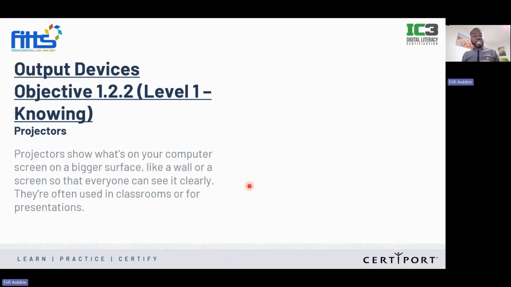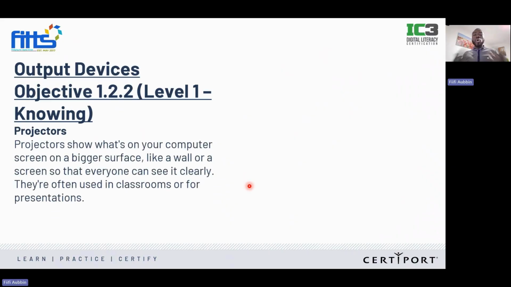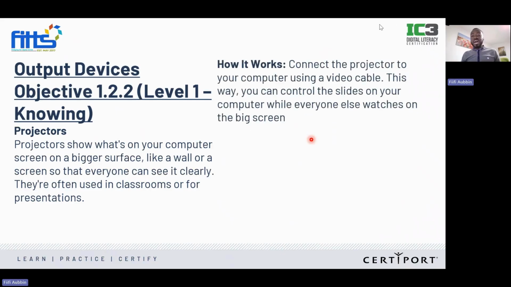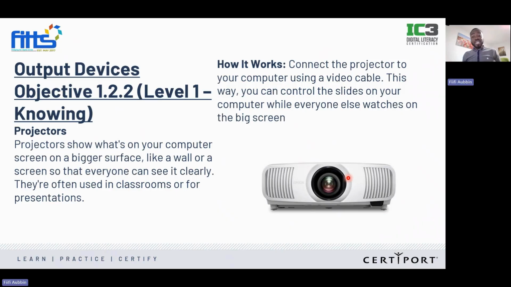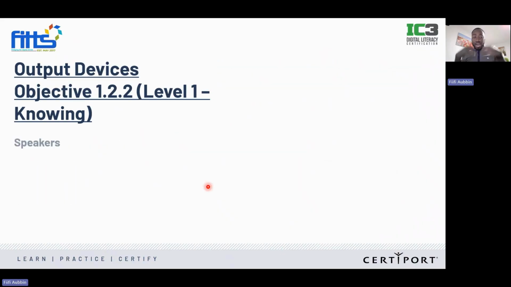Then we also have projectors. Projectors show what's on your computer screen on a bigger surface, like a wall or a screen, so that everyone can see it clearly. They are often used in classrooms or for presentations. This is how it works: you connect the projector to your computer using a video cable. We'll get into that in the next lessons, I beg your pardon. This way you can control the slides on your computer while everyone else watches on the bigger screen. If you don't know a projector, this is an example of a projector. Great stuff.